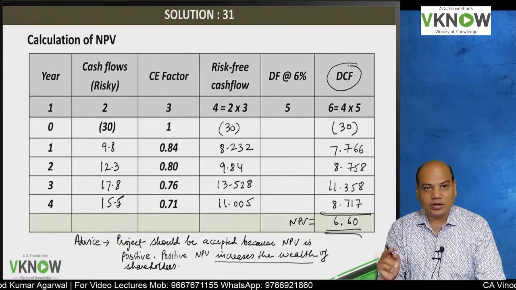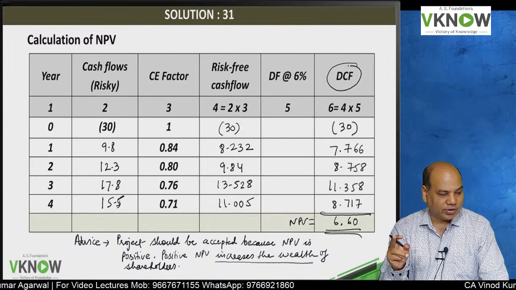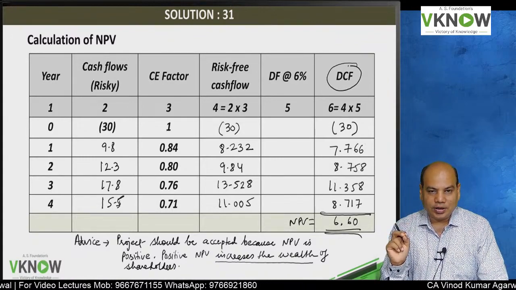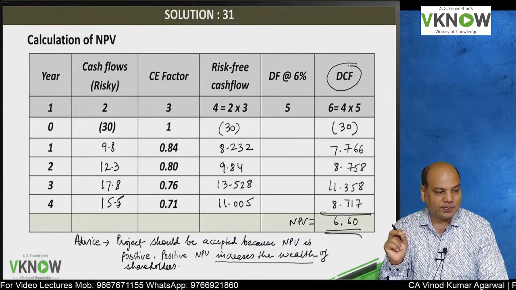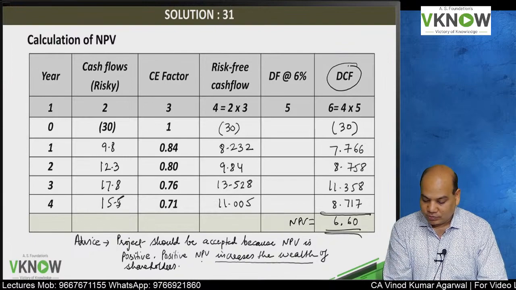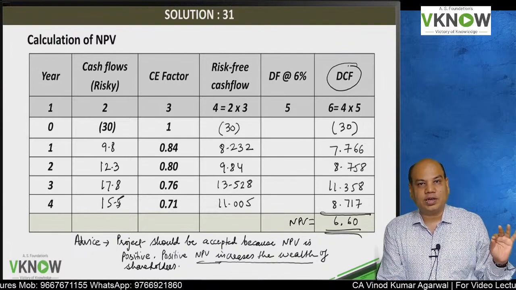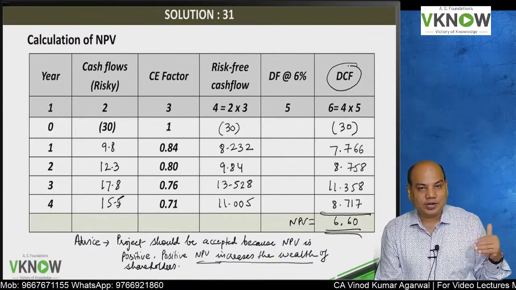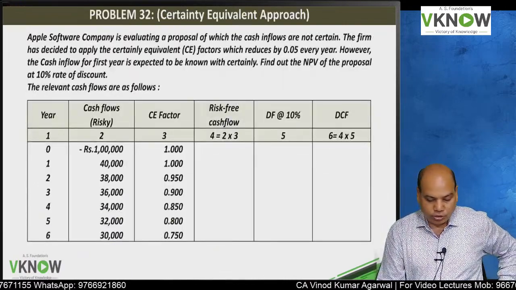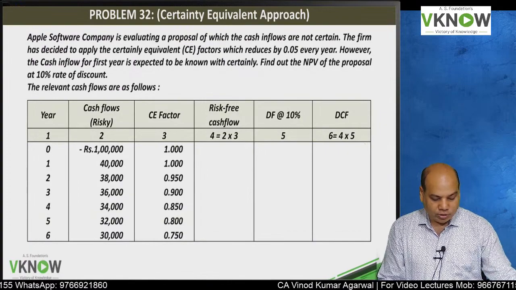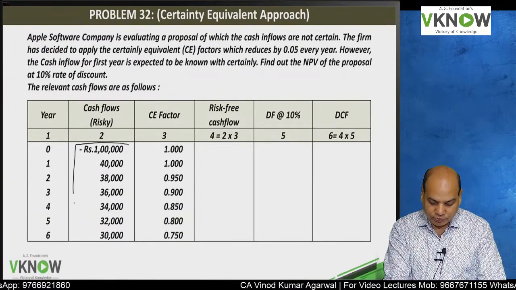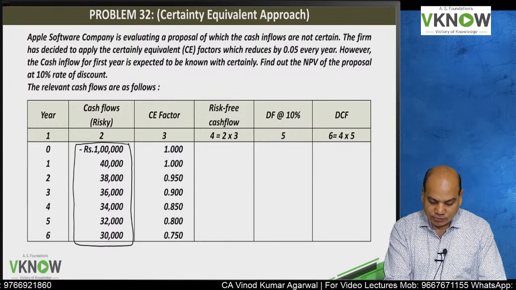The goal of financial management is wealth maximization. Positive NPV is an achievement towards that, a step towards that goal of wealth maximization. Hence, we always say accept when NPV is positive. Reason: wealth maximization. One more question, number 32, will solve in the book. There is a small printing mistake in some books.